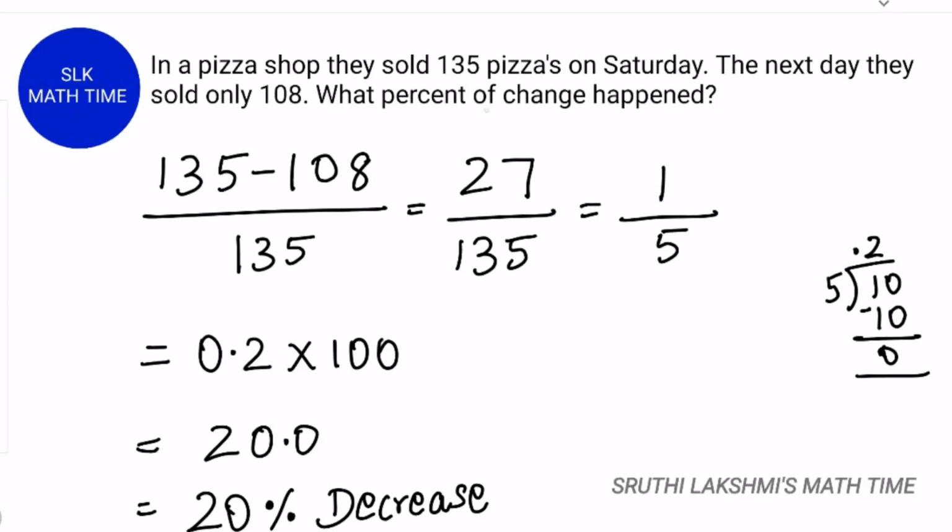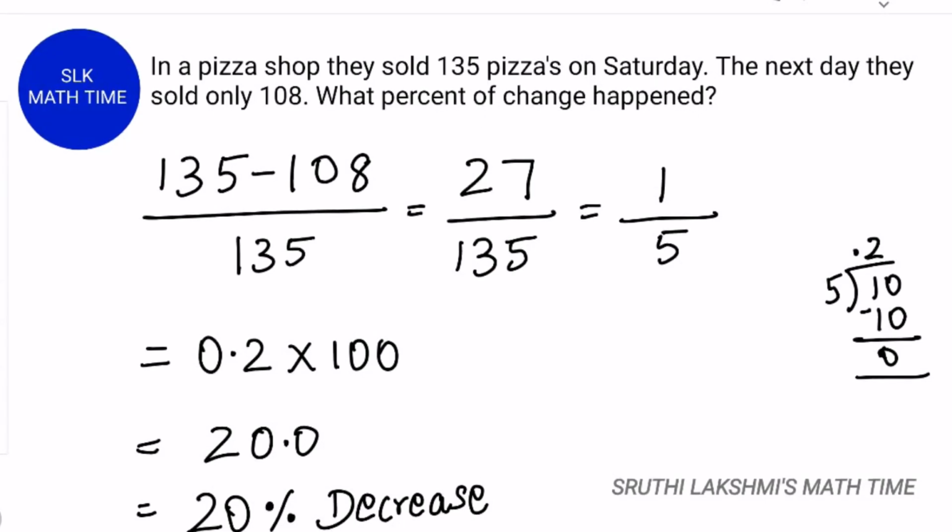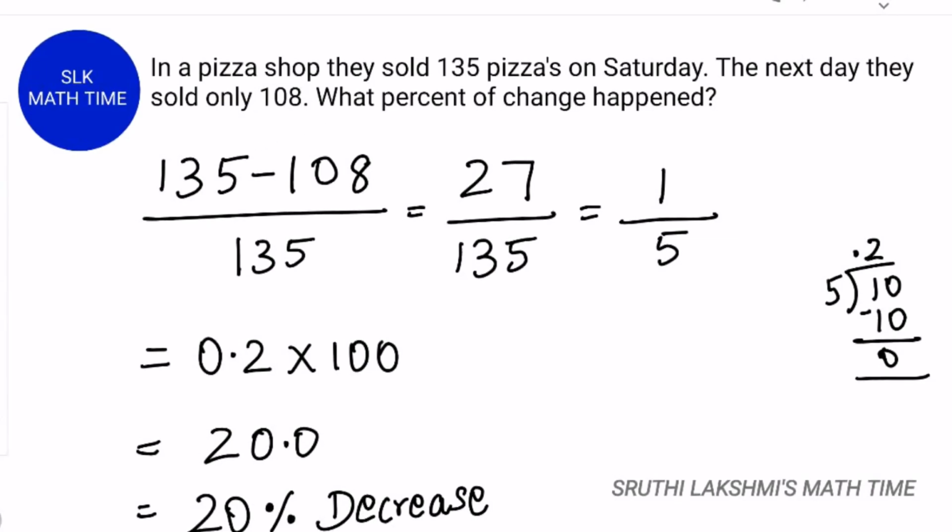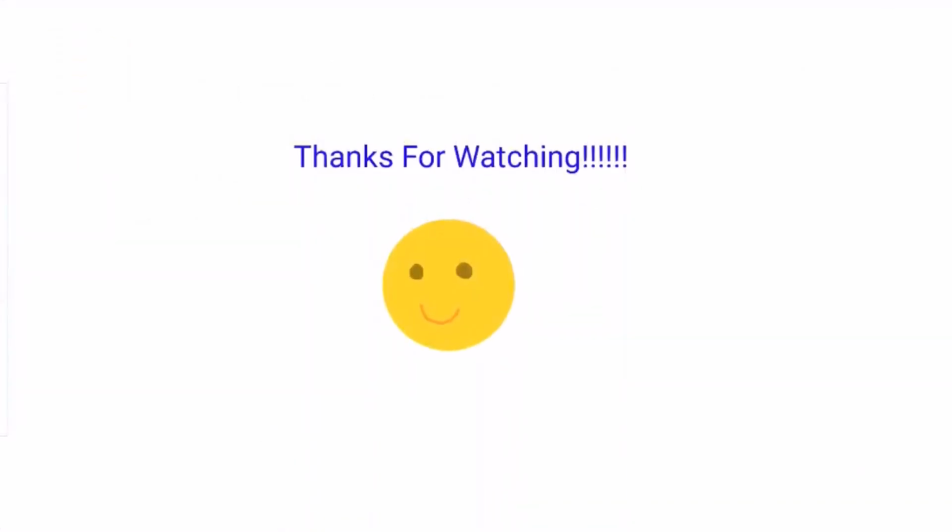So they sold 135 pizzas on Saturday, and on the next day the pizzas decreased 20%, so they only sold 108 pizzas that day. Thanks for watching.